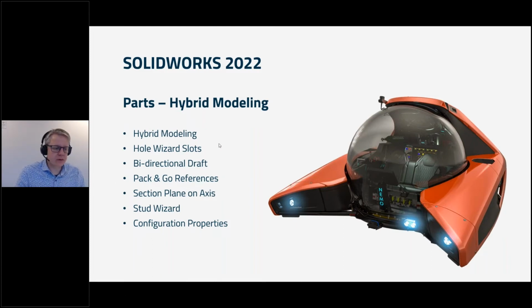Then we are going to look at parts and hybrid modeling. How do we search, slots, bidirectional draft, Pack and Go references, section plane and axis, stud wizard, and configuration properties.